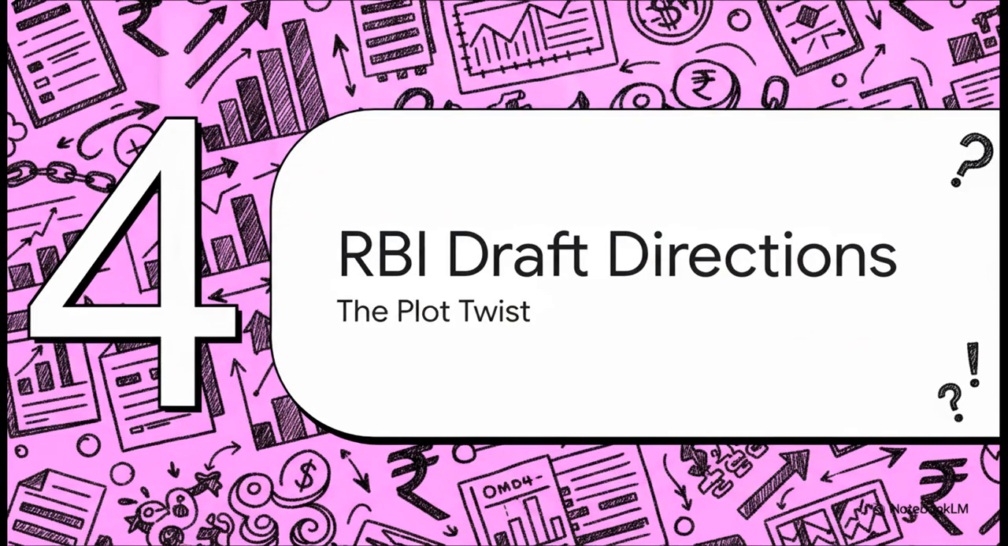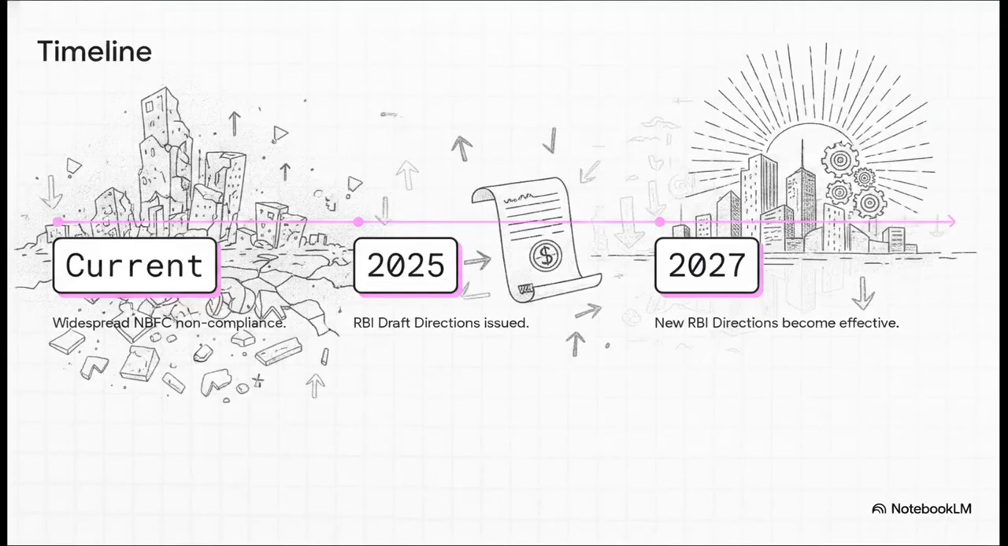Section 4. The RBI draft directions. The plot twist. Shockingly, this isn't an isolated incident. Even a public sector NBFC, one that actually won an ICAI Financial Reporting Excellence Award, made this exact same mistake. But the landscape is shifting radically.